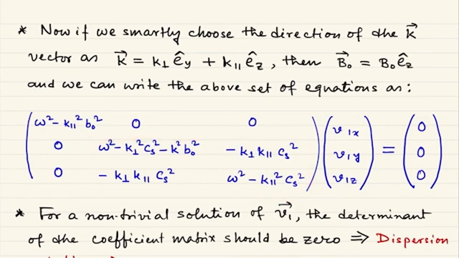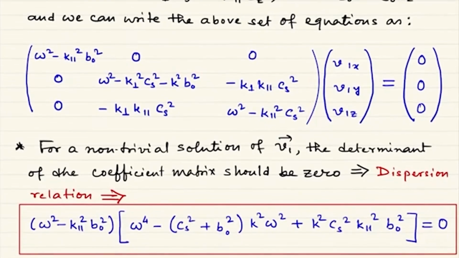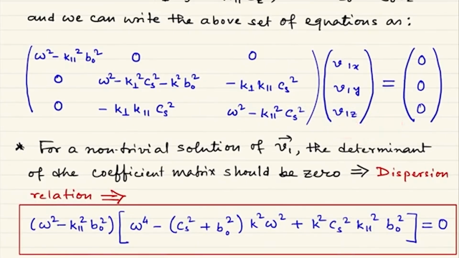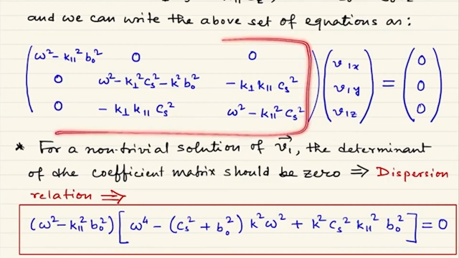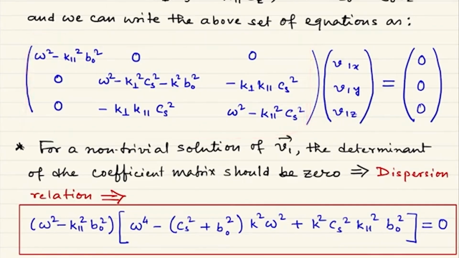Okay, so if you now write this in matrix form, then one can easily say from linear algebra that for a non-trivial solution of V1, the required condition is that the determinant of this whole matrix must vanish. And when you calculate the determinant and equate it to 0, that will give you the dispersion relation. So just remember this trick. That trick is actually useful for many general systems.